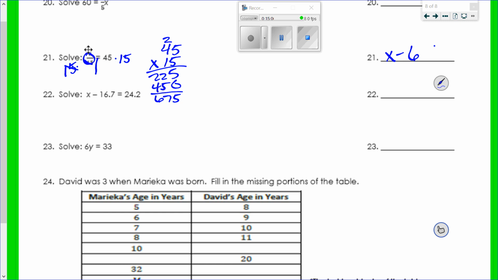Oh, is it R? Honestly, it covered it. R equals 675. There we go. Here's my variable.